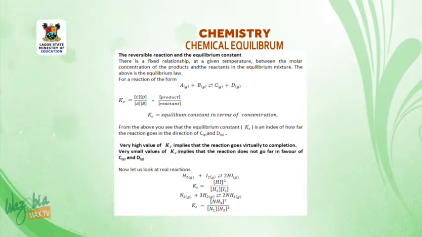Now let us look at a real reaction. Hydrogen gas reacting with iodine to give 2 moles of hydrogen iodide. So the Kc can be written in the form: concentration of hydrogen iodide raised to the power of 2 over the concentration of hydrogen gas multiplied by the concentration of iodine.